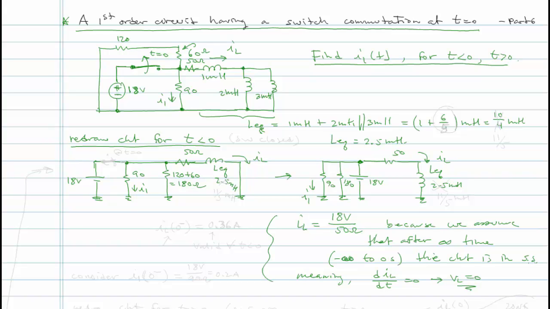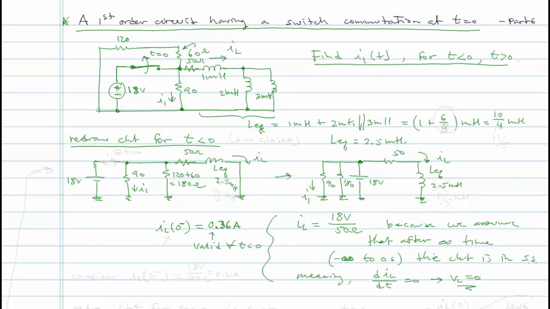So from this we can say that IL at t = 0 minus, in other words, just before the switch opens, is going to be equal to 18 over 50, or approximately 0.36 amps. This is actually valid for all time less than 0. Okay, that becomes our initial condition. Again, I put the 0 minus there, just meaning a smidgen of time before time 0, because we've said at time 0 the switch is opening.